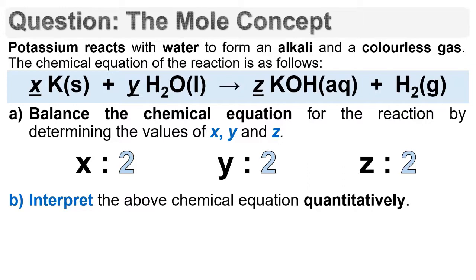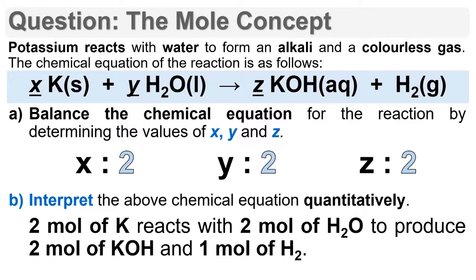B. Interpret the above chemical equation quantitatively. From the quantitative aspect, we study the stoichiometry of chemical equations. To do that, simply state the mole ratio of how the reactants form the products. In this question, 2 mole of potassium reacts with 2 mole of water to produce 2 mole of potassium hydroxide and 1 mole of hydrogen gas.